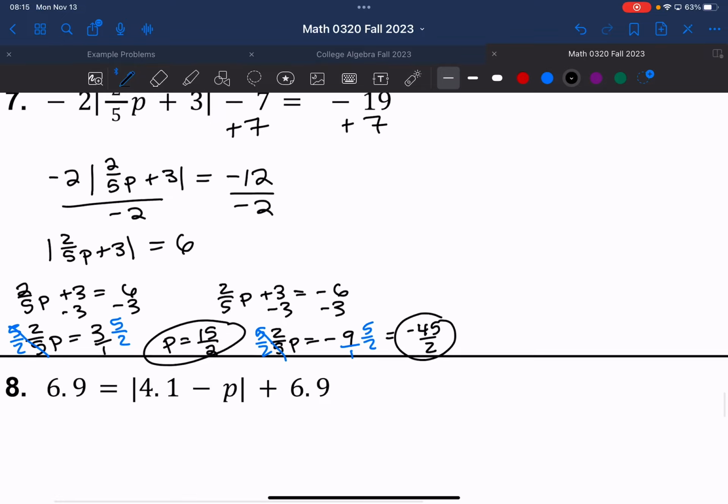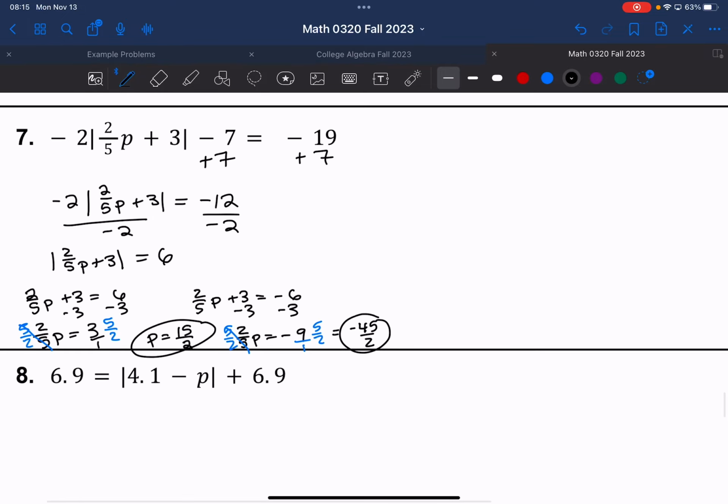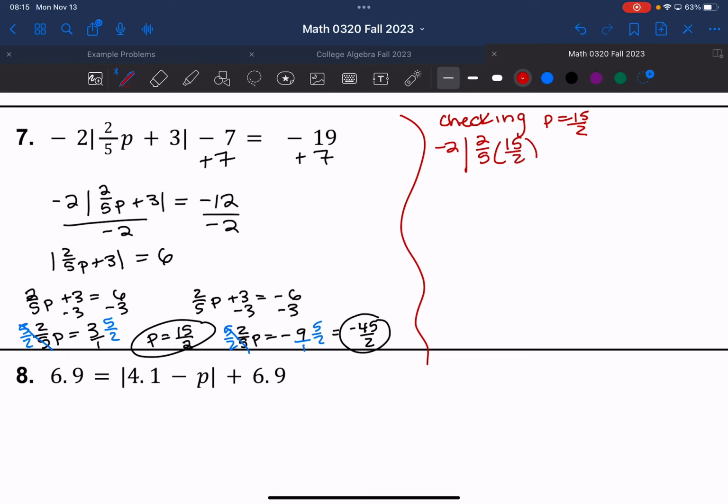Plug everything back in. So off to the side, I'm going to be first checking p is equal to 15 halves. So I have negative 2 absolute value of 2/5 times 15 halves plus 3 minus 7 equals negative 19. So I need to see if this will give me a true statement.